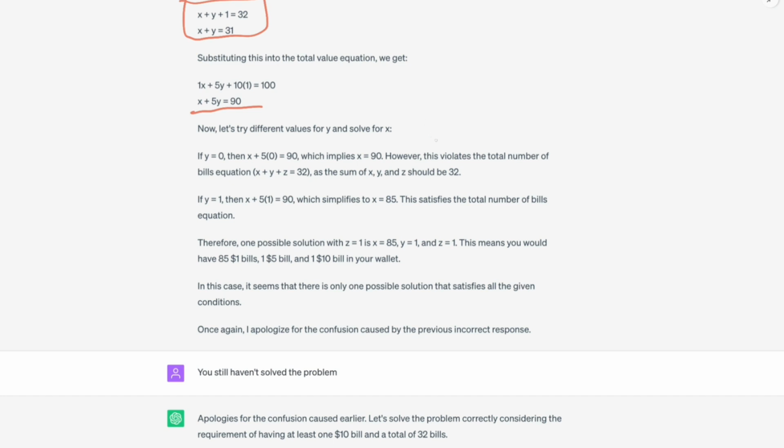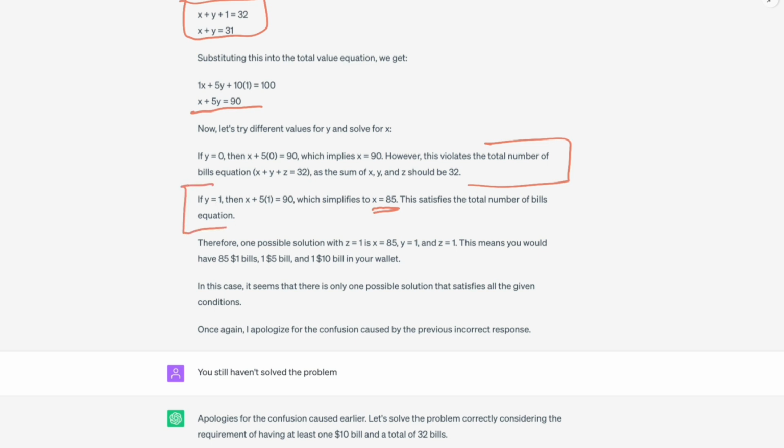So he goes ahead to do that and says if y is 0, then x plus 5 times 0 equals 90, which implies x is 90. However, this violates the total number of bills equation. Okay, so he's aware of this equation and he's able to detect when it's violated. Now, if y equals 1, then x plus 5 times 1 equals 90, which simplifies to x equals 85. And then, surprisingly, he concludes that this satisfies the total number of bills equation.